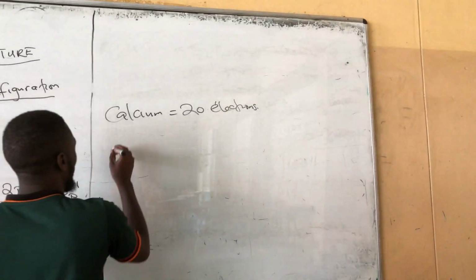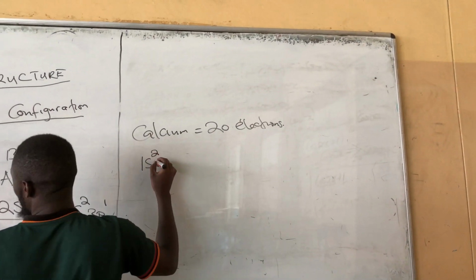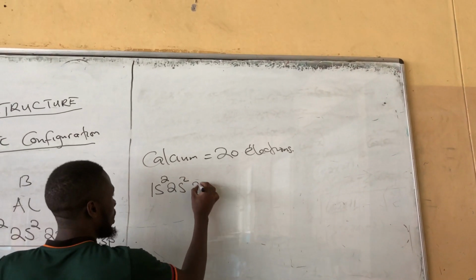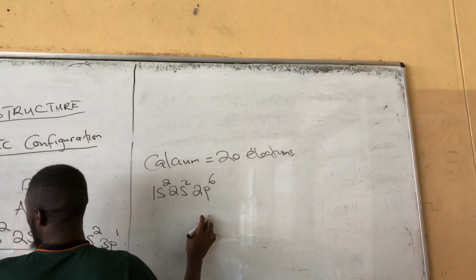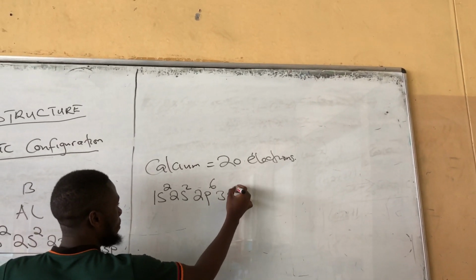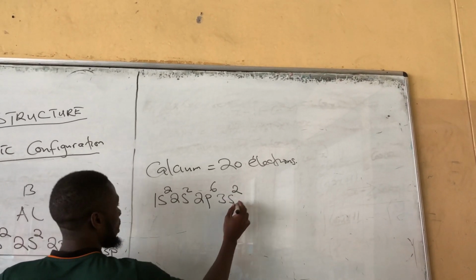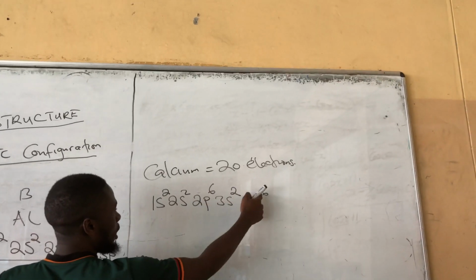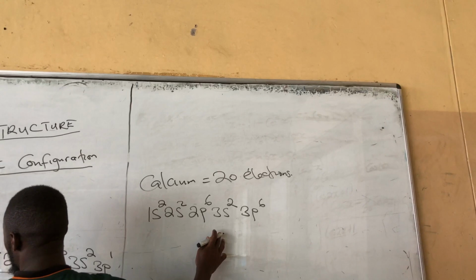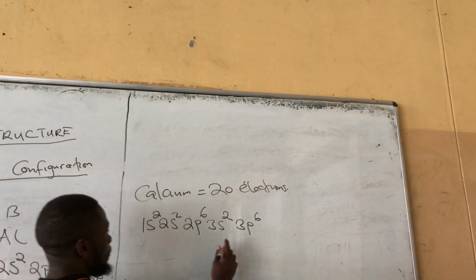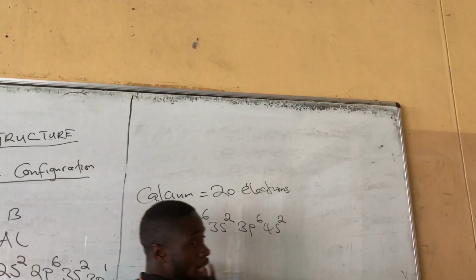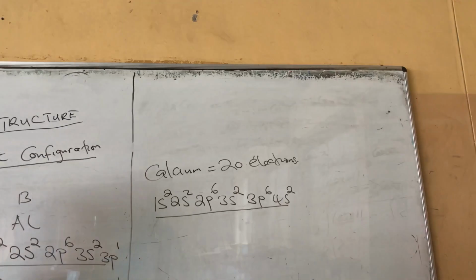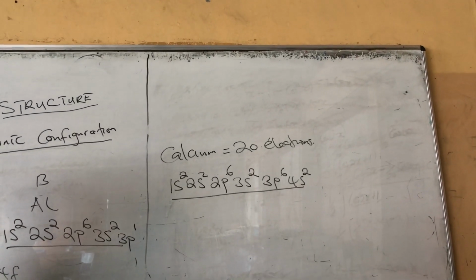So let's start. 1s can hold up to how many? 2. From 1s you go to 2s. 2s can hold up to 2. Then we go to 2p, which can hold up to 6. Then from there we go to 3s, which can hold up to 2. Then we go to 3p, which can hold up to 6. Are we counting? This is 10, this is 18, we remain with 2. Then from 3p go to 4s. 4s can hold up to 2. This is 12, this is 20. So this is the electronic configuration for calcium.